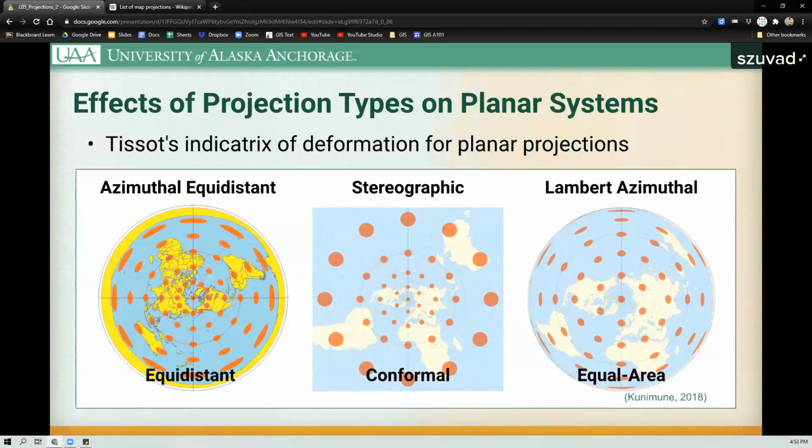And again, this is Tissot's indicatrix of deformation. Each of these indicatrices shows how much distortion you're seeing. You have a huge amount of landmass distortion in the equidistant system, and far less so, obviously, in the equal area system. But neither one of them holds the position of the continents consistently, as does the conformal system.